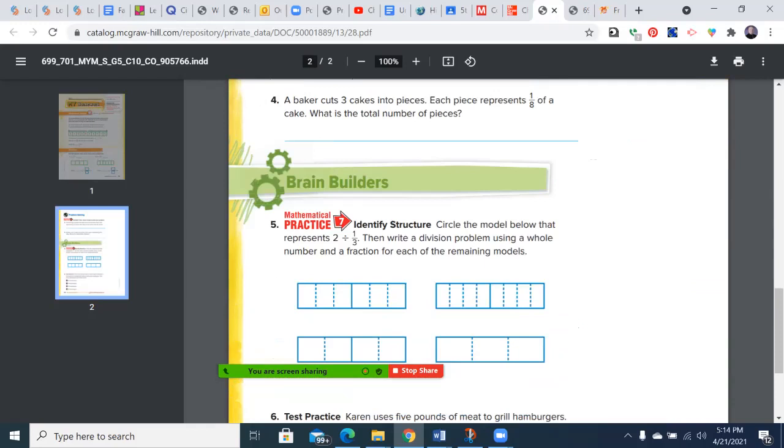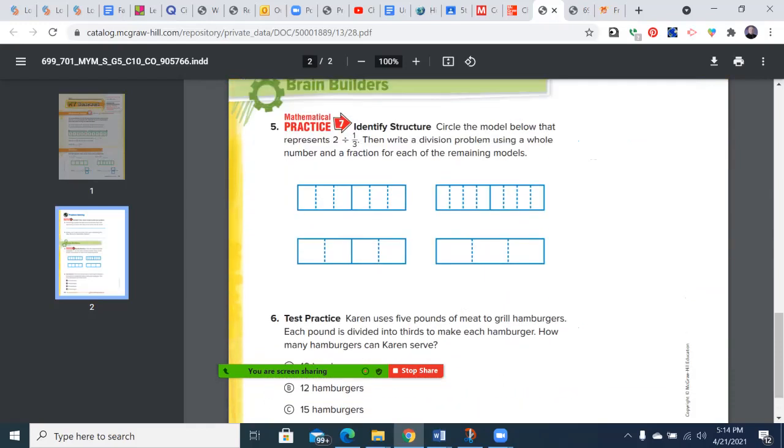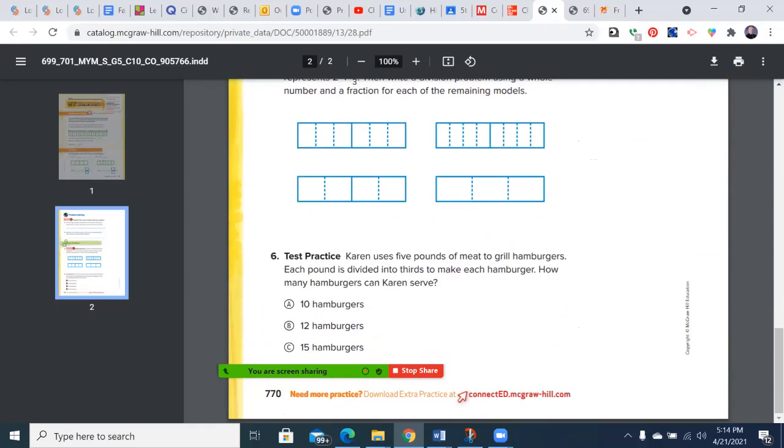On this one, circle the model below that represents 2 divided by 1/3. Then write a division problem. So you're going to do both steps in a multiple choice.